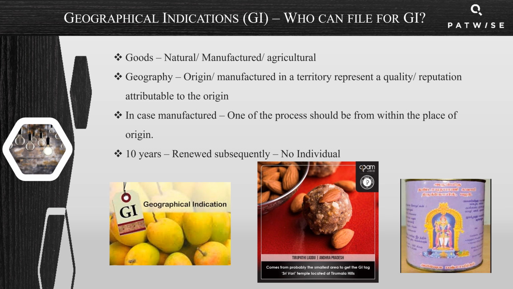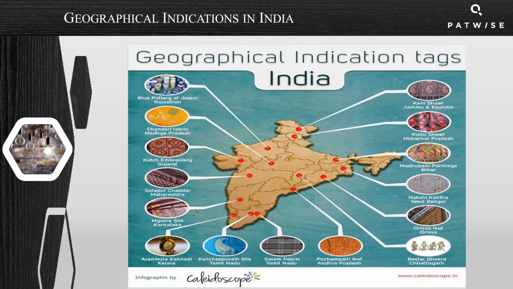The most important aspect of a GI is that it is generally not given to an individual. It is granted to an association that is representative of the particular trade. The most commonly known geographical indications involve the Kanjivaram silks, the Tirupati Laddu, etc. In India, multiple geographical indications have been granted. These carry the GI tags such as the blue pottery of Jaipur, Chanderi fabric of Madhya Pradesh, Mysore silk of Karnataka, Kanjivaram silk of Tamil Nadu, and Madhubani paintings of Bihar, to name a few.